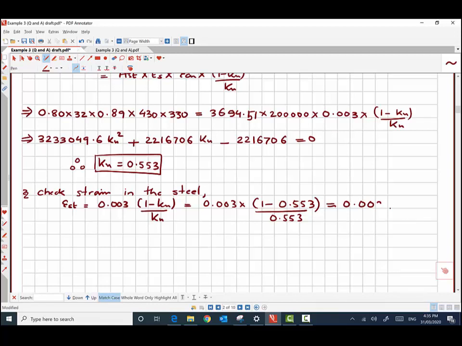Let's write it here again. So we see that it is less than epsilon sy, which is correct because in the second part we started with the assumption that it is a compression failure mode, that is the strain in the steel is less than epsilon sy for a compression failure mode. Therefore, the beam is failing in compression failure mode, and our assumption is correct.